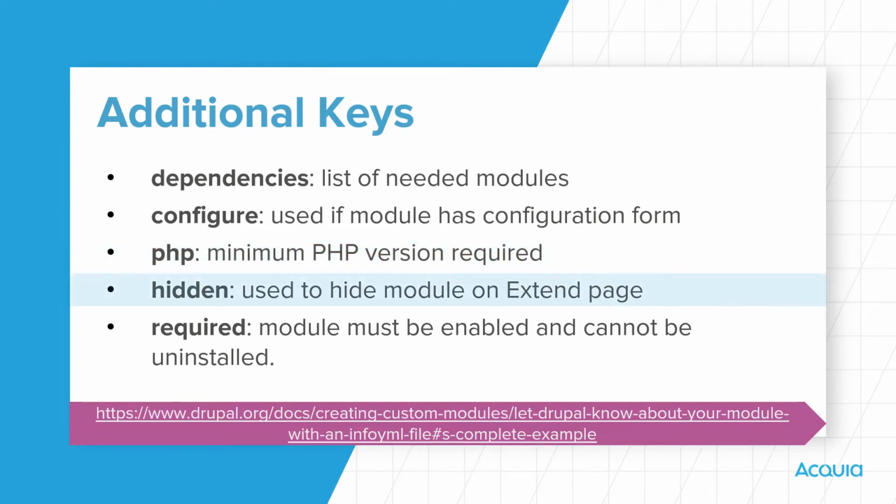The hidden key, set to true, can be used to hide your module from the modules list on the Extend page. And finally, the required key, set to true, means your module must be enabled and cannot be uninstalled. Full details of these keys can be found at the link provided. Okay, you're doing great. This wraps up covering the various key metadata of your module's info.yml file. Again, the most important keys are name, type, description, and core_version_requirement. Excellent. Let's head on over to our code editor.